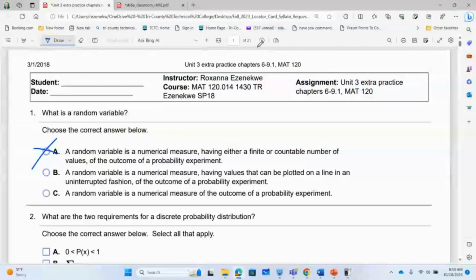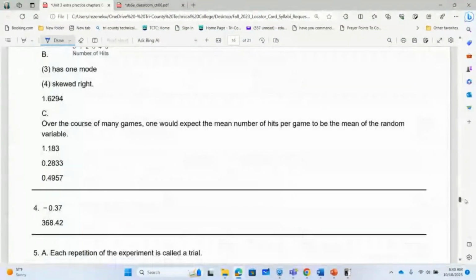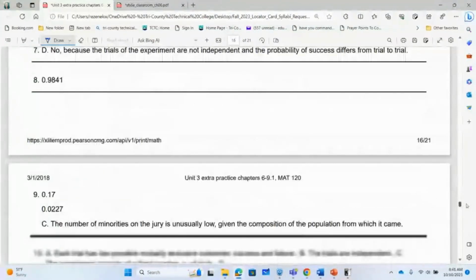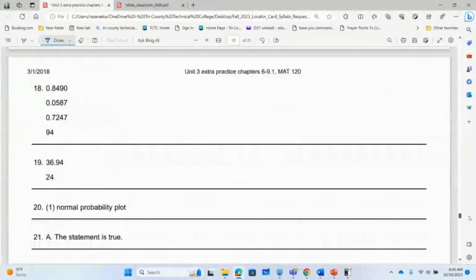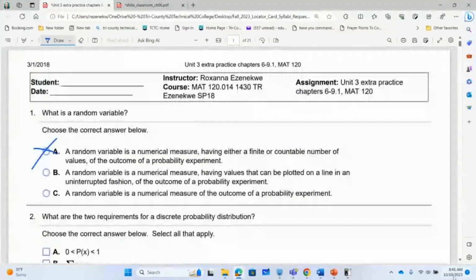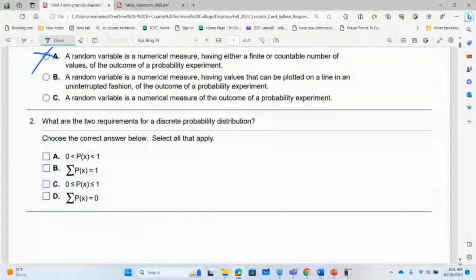This practice test has answers. Let me show you, so you know that you don't have to do it. You don't have to submit it because already it has the solutions. You see? It has solutions here. So you don't need to complete it. You don't need to submit it. It's just for your information. It's just for your practice.